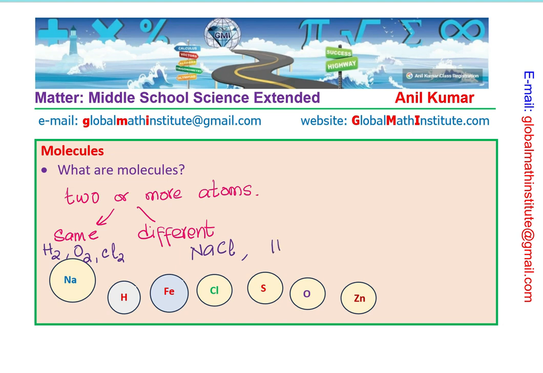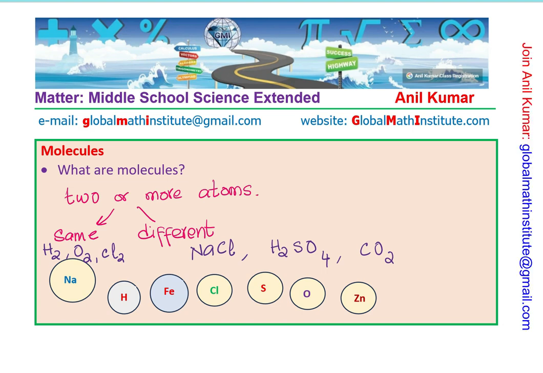You could have sulfuric acid, H2SO4. Now, in this particular case, you see there are two atoms of hydrogen which combine with an atom of sulfur and four of oxygen. Similarly, many other, right? So you can write many examples of atoms combining to form molecules.